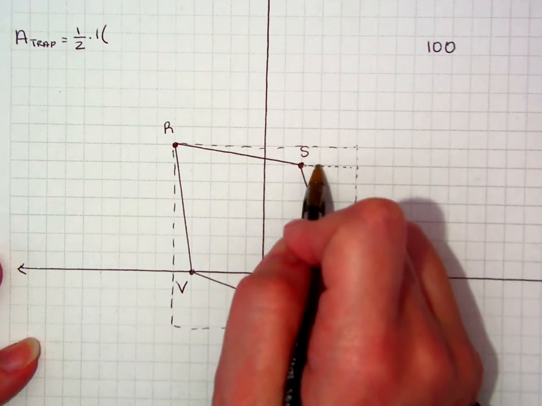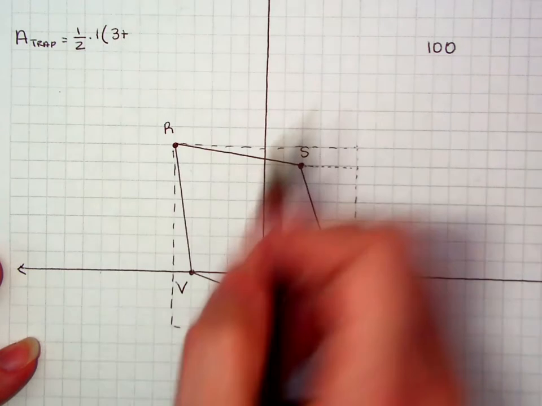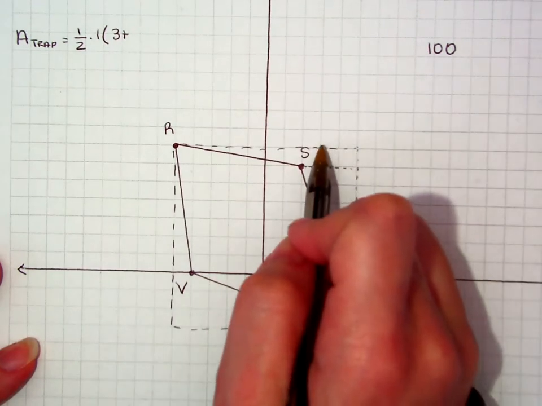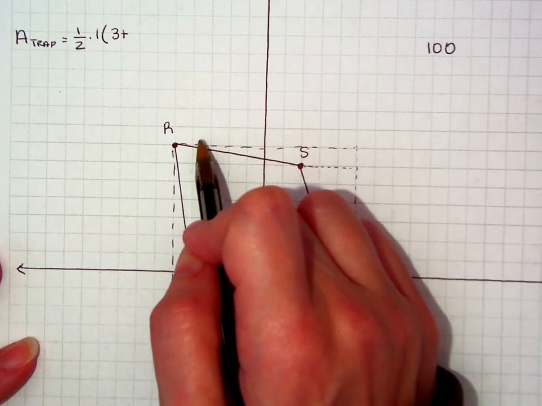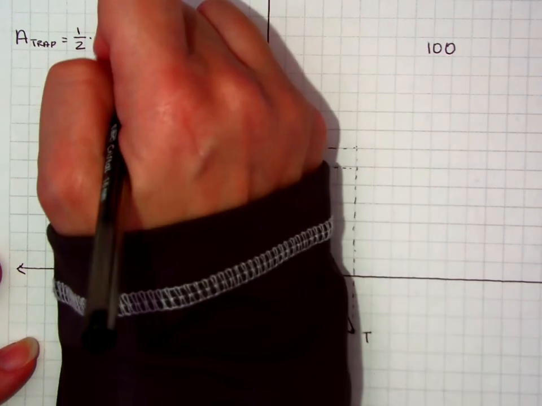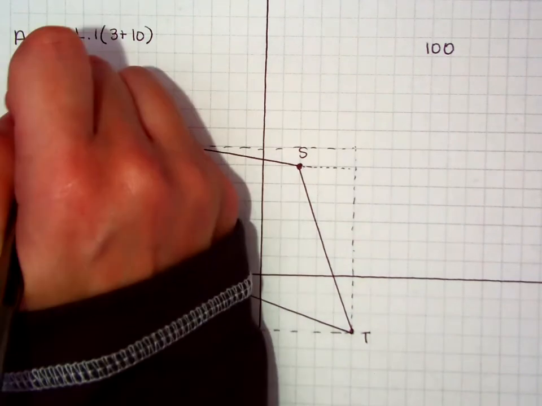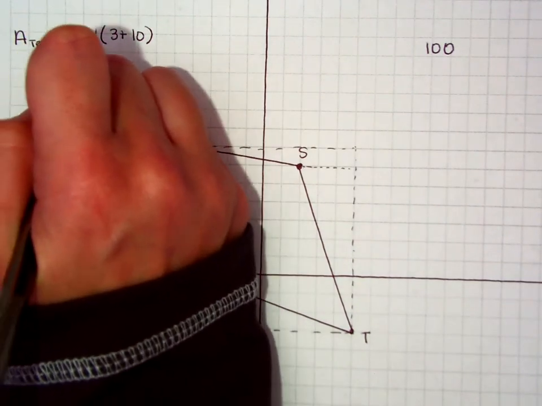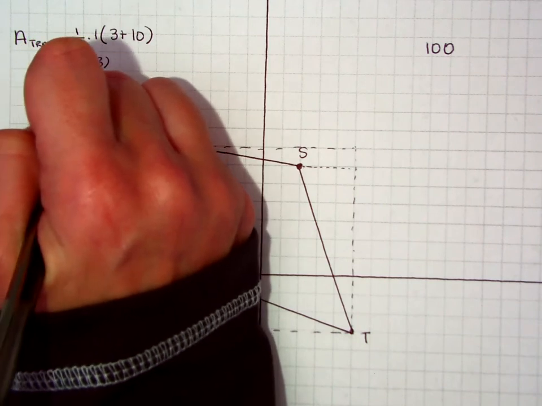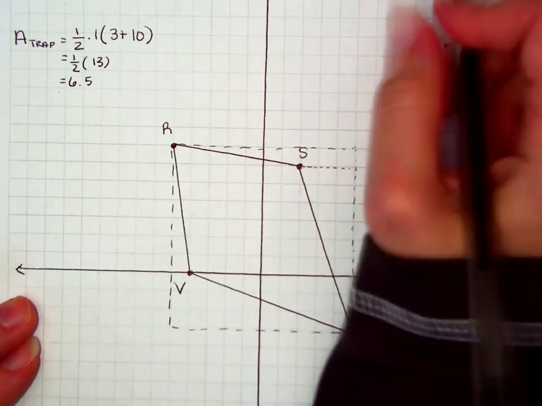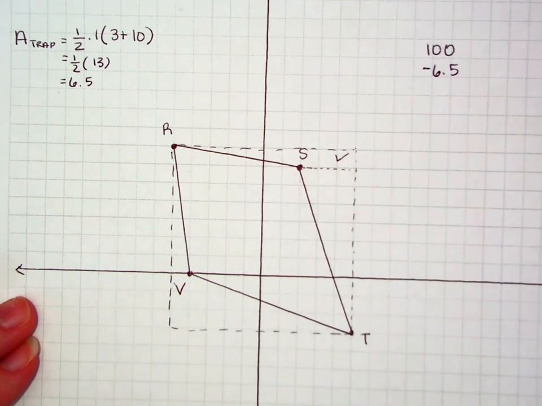So this base is 1, 2, 3 units. So 3 plus this base here, which is 1, 2, 3, 4, 5, 6, 7, 8, 9, 10 units. So we have 1/2 times 1, which is 1/2, times 13, which is going to be 6.5. So we're going to subtract off 6.5, and that takes care of this little region right here.